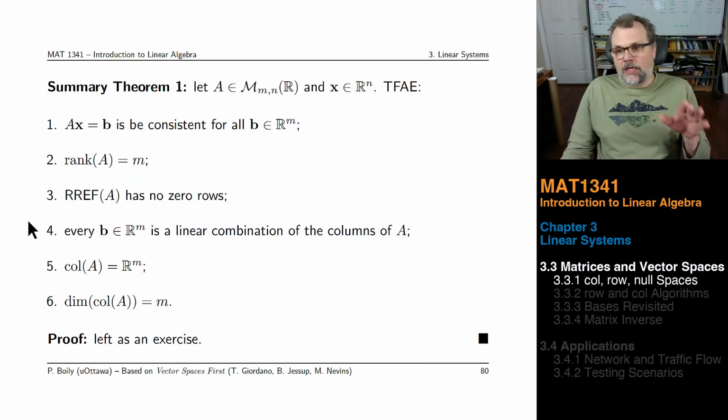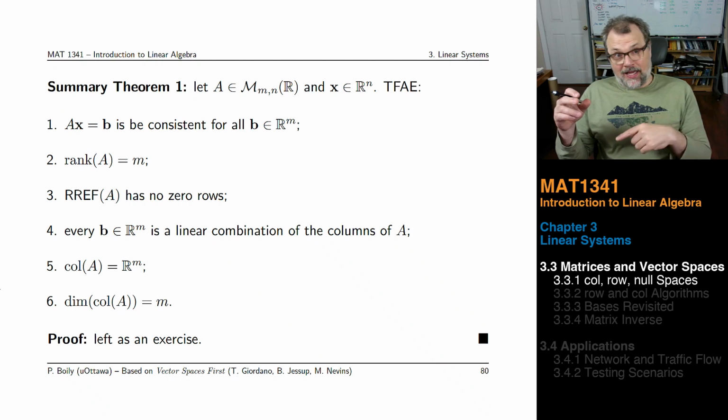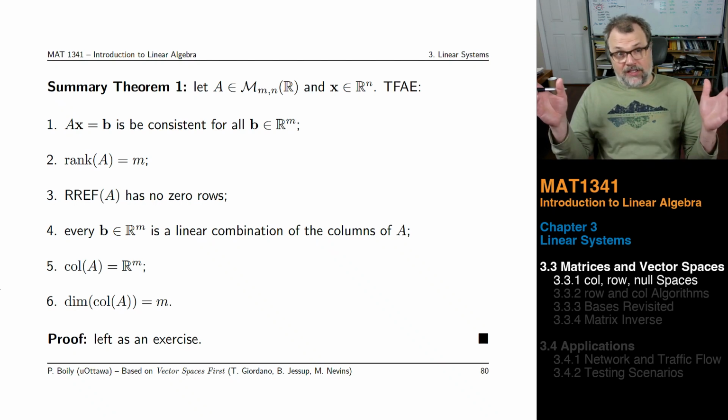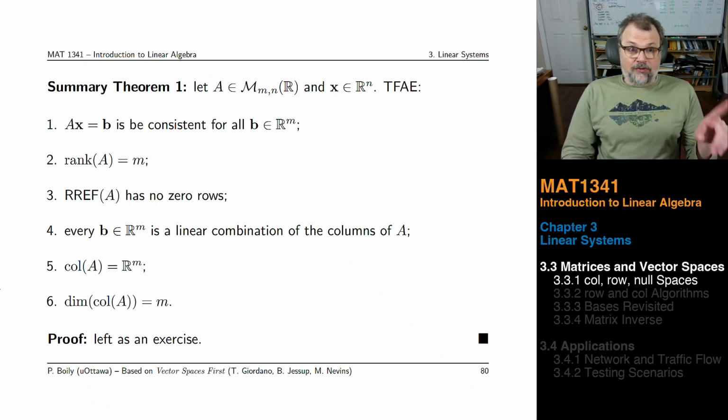So, in summary, here's a theorem which we'll leave as an exercise. We'll assume that it's been proven and we can use these things, unless you're told specifically not to use this theorem or the statements. But if you have an m by n matrix A and you take a vector x in Rn, so it has as many entries as A has columns, then all of these things are the same statement. If one of them is true, they're all true for A and x. If one of them is false or doesn't apply, then none of them apply. The system is consistent for all constant vectors B if and only if the rank of the matrix A is m.